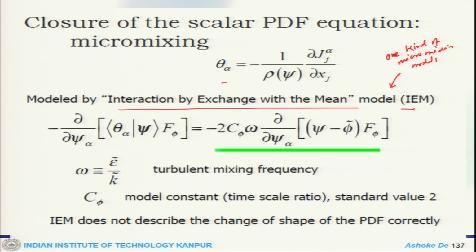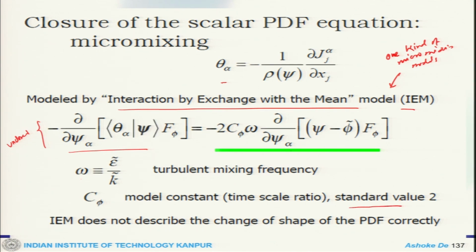Now, when we look at this gradient term which remains unclosed in the PDF transport equation, we close it by 2 into C phi omega and the gradient of del psi alpha with respect to this, where omega is the turbulent mixing frequency and C phi is the model constant which is a time scale ratio. A typical value which is often used is 2.